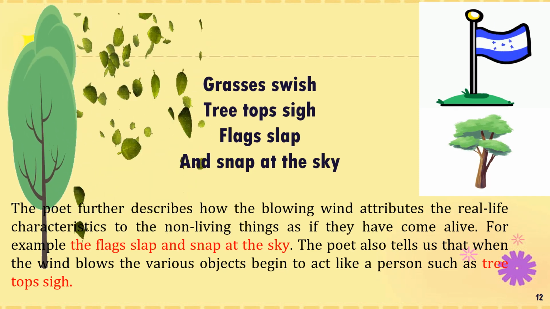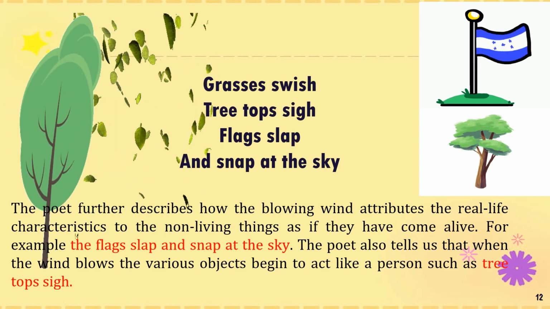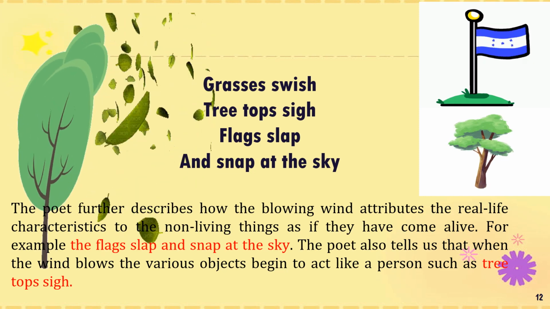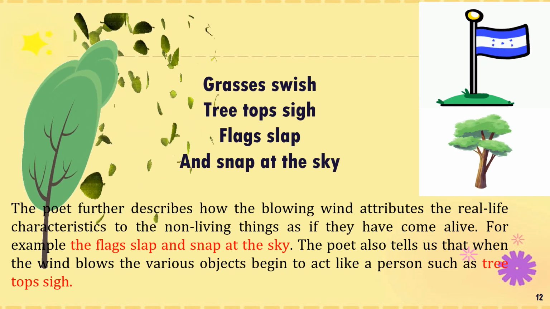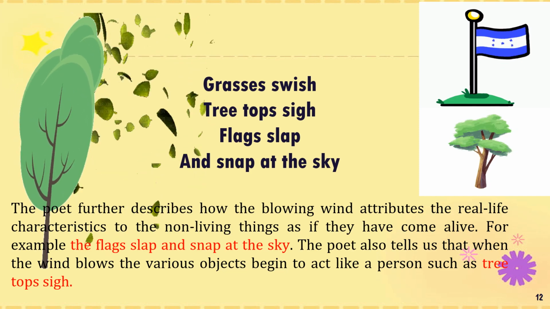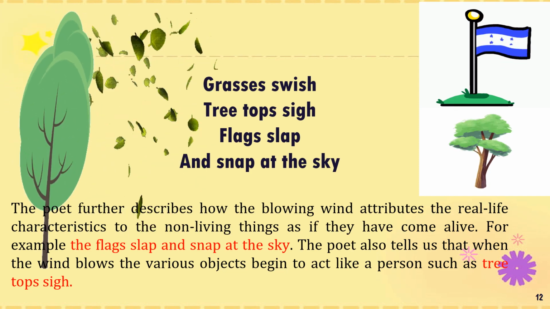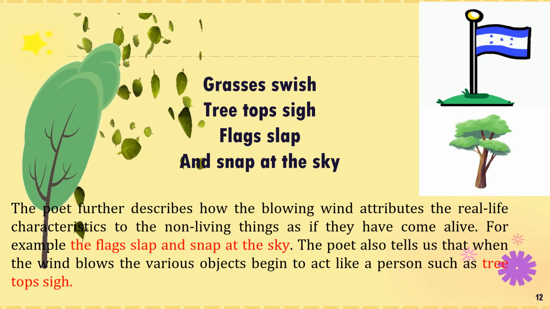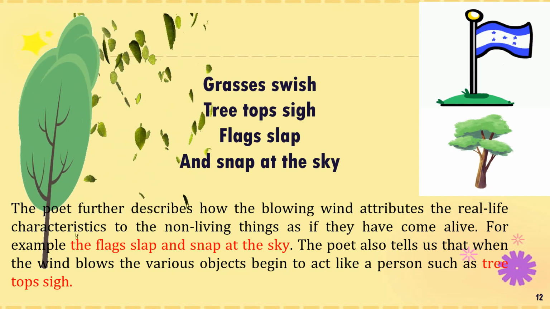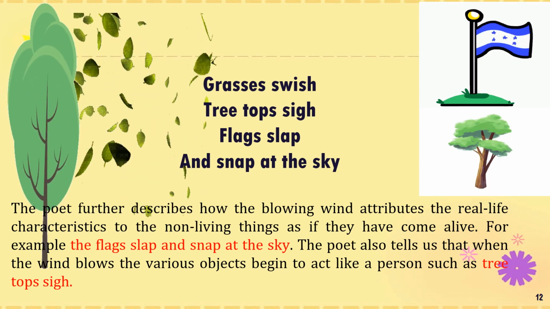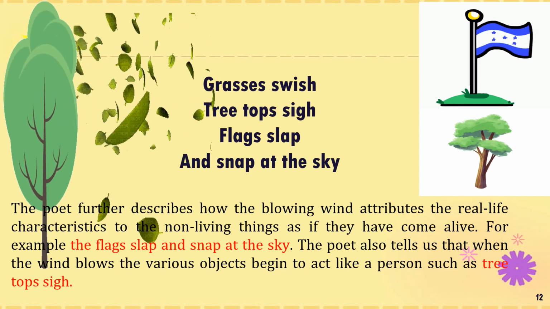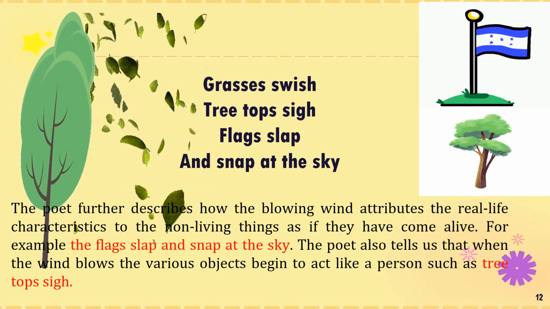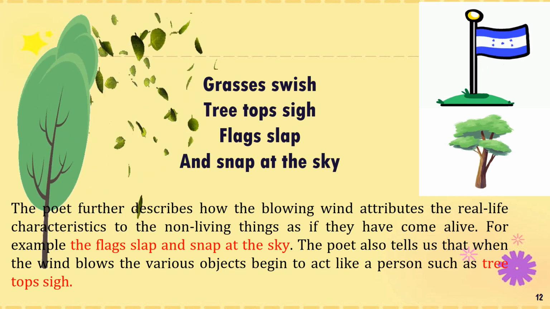The poet further describes how the blowing wind attributes real life characteristics to the non-living things as if they have come alive. For example, the flags slap and snap at the sky. Children, do you know slap means to hit someone, which is a characteristic of living things. But due to the wind, it seems flags behave like living objects and they slap and snap at the sky.